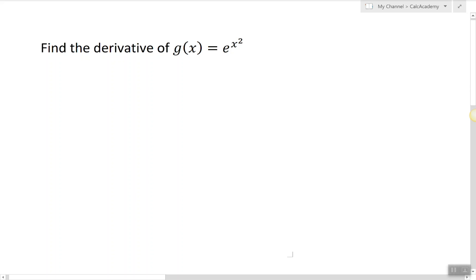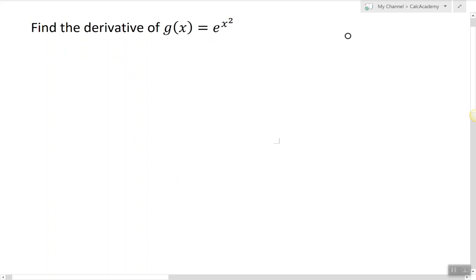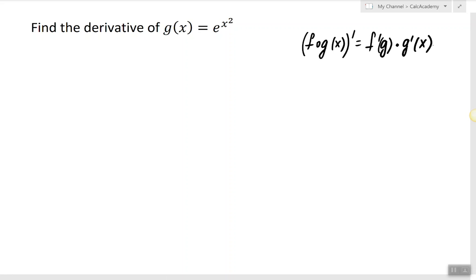In this video, I'm going to show how to use the chain rule, and let me remind you first what the chain rule is. When we're looking for the derivative of a composition of two functions, we take the derivative of the outer function, plug in the inner function in it, and then we multiply everything by the derivative of the inner function. So when we're applying the chain rule, it is crucial to be able to identify the composition.